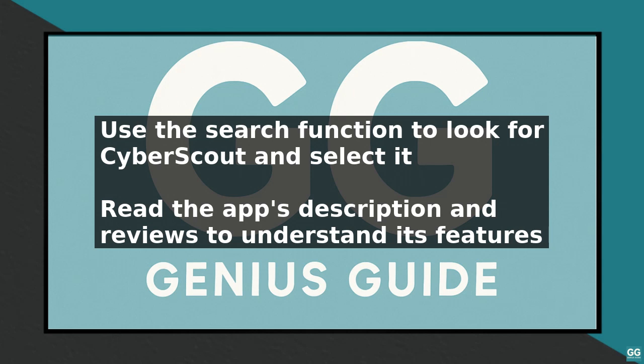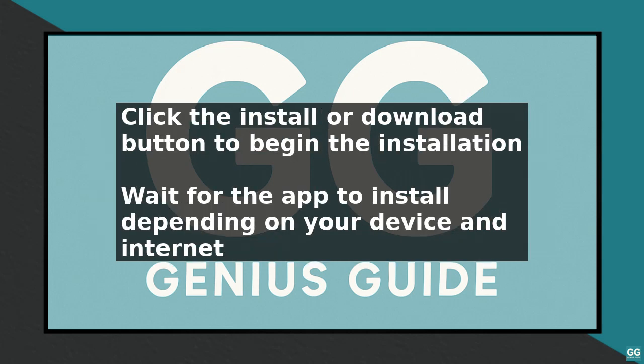After the app has been installed, find the CyberScout icon on your device and click on it to open the app. You will be prompted to create an account or log in if you already have one. Follow the prompts to complete the registration process and start using the app.